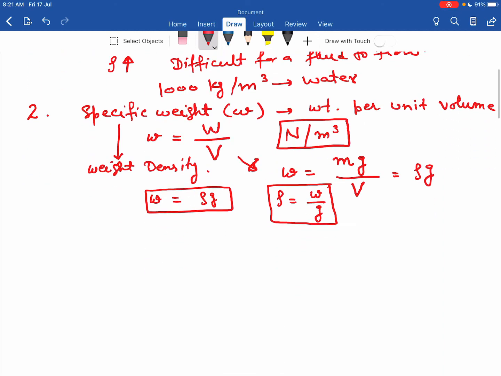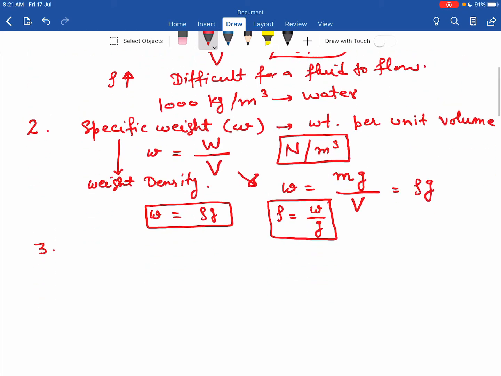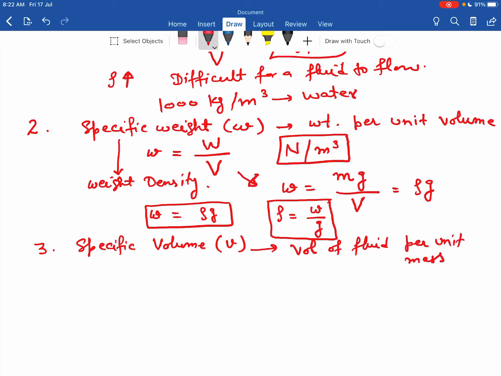Then the third important property of fluid is specific volume. The symbol is small v. It is the volume of fluid per unit mass. So you can write v as volume upon mass. SI unit for volume is meter cube, and for mass it is kg. So you can also see this is inverse of mass density. So this is specific volume.